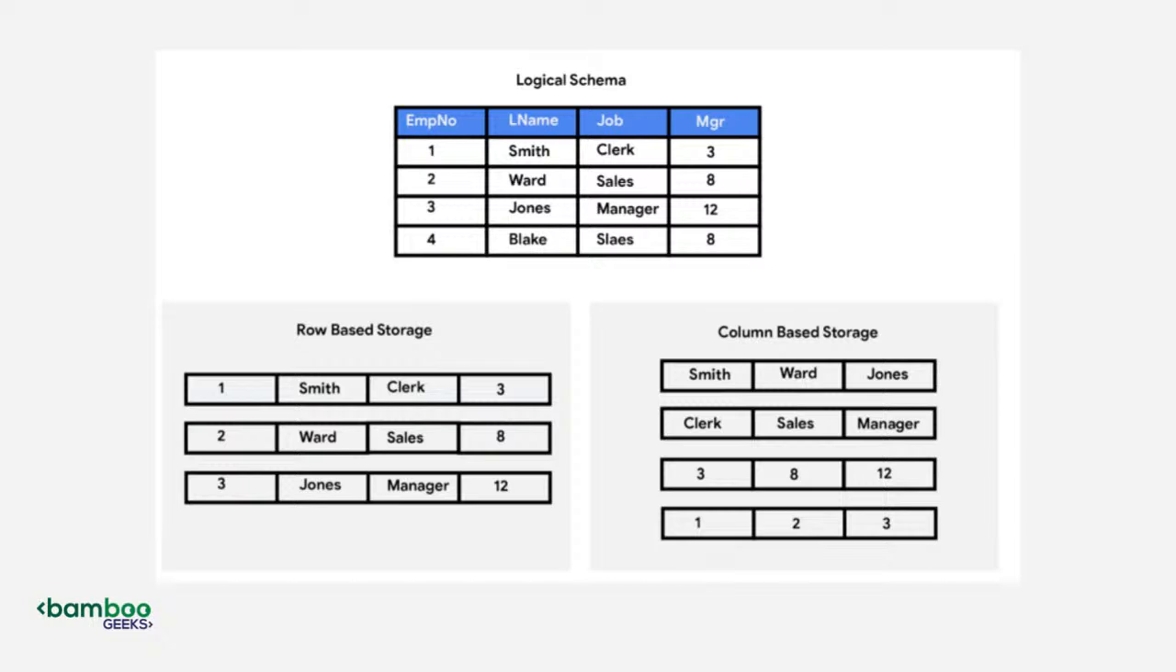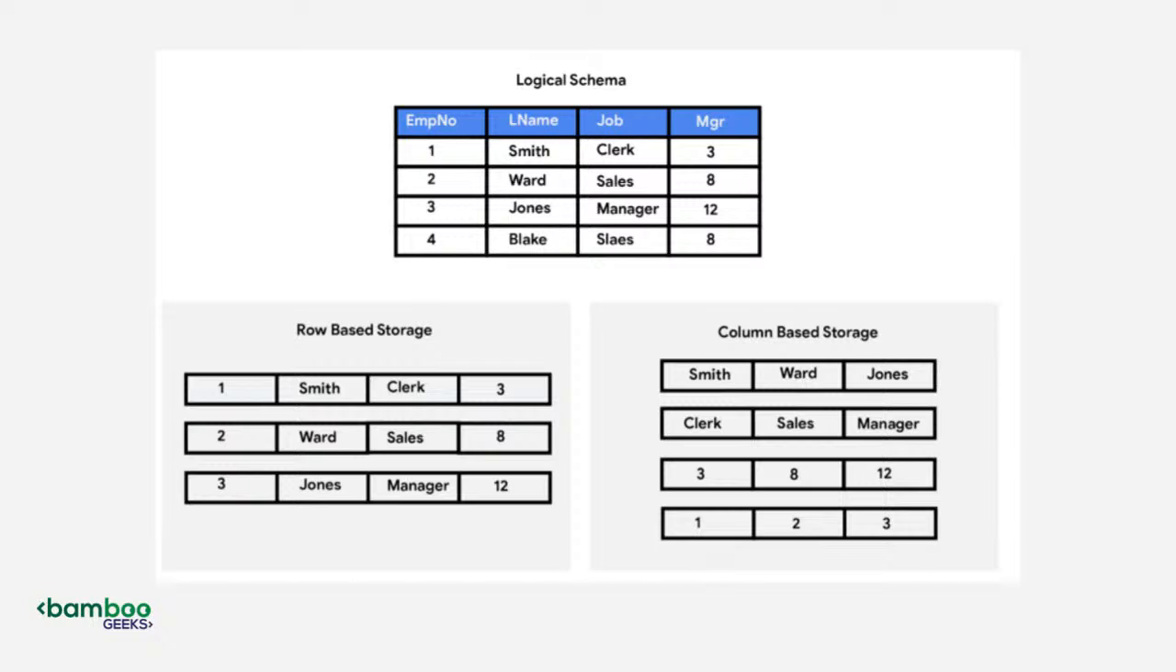You can see here that in this row we have all the names. Then here we have all the jobs. Then here we have all the MGR numbers. Then here we have all the employee numbers. The difference between those two is about when to use column-based or row-based storage.